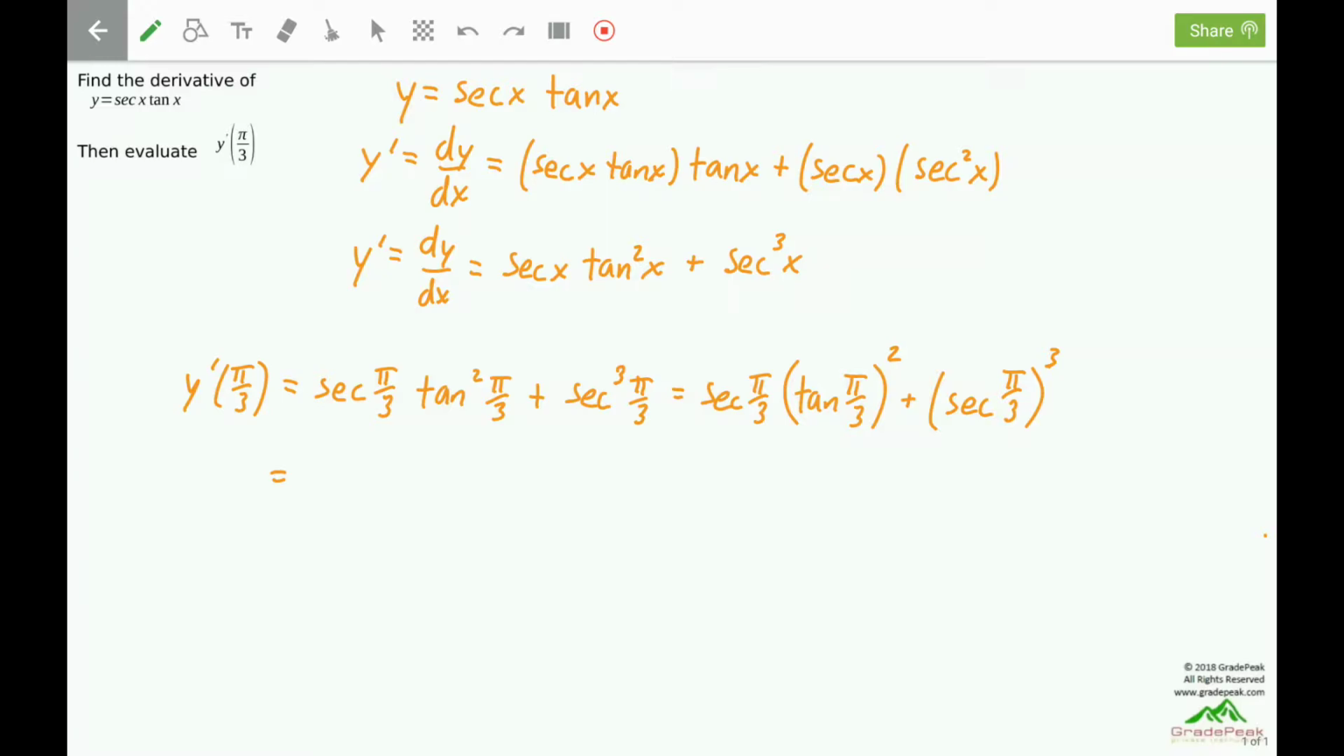The secant of pi over 3 is 1 over the cosine of pi over 3. The cosine of pi over 3 is a 1/2. So we'll have a 1 over a 1/2. The tangent of pi over 3 is the sine of pi over 3, root 3 over 2, over the cosine of pi over 3, 1/2. And then we have the quantity squared, plus the secant of pi over 3 again, which is 1 over the cosine of pi over 3, 1 over 1/2, and then the quantity cubed.